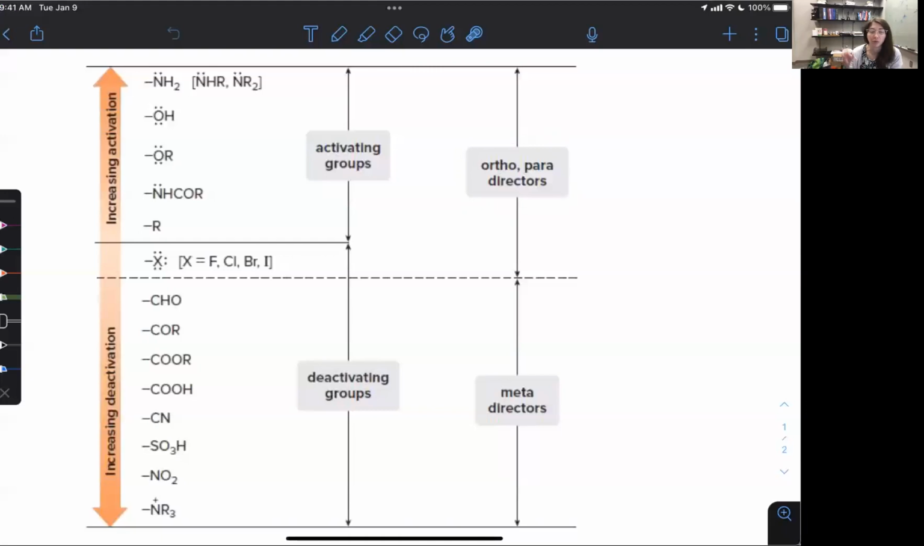So I just wanted to show the range that you might be seeing in terms of what kinds of things can be activating and what kinds of things can be deactivating. I'm going to be going over patterns on this heavily because you know how much I love patterns. If we look at an activating group, most of them have a few things in common. Probably the most obvious is that lone pair, right? A lot of these have some kind of atom with a lone pair.